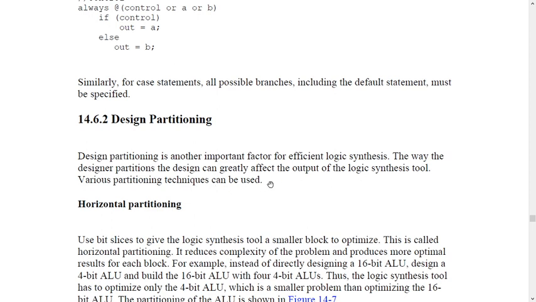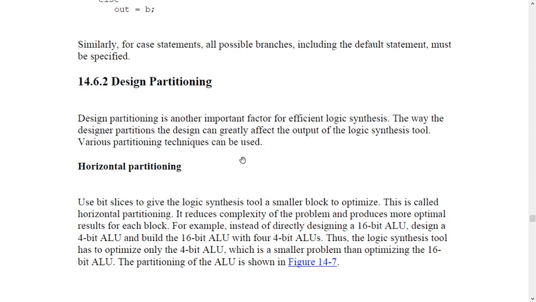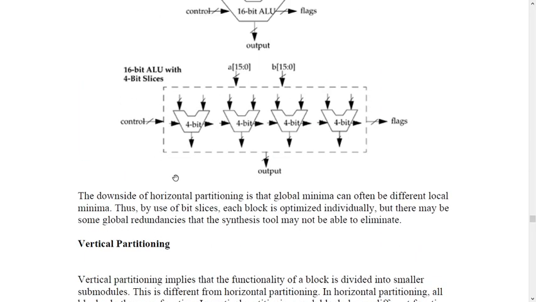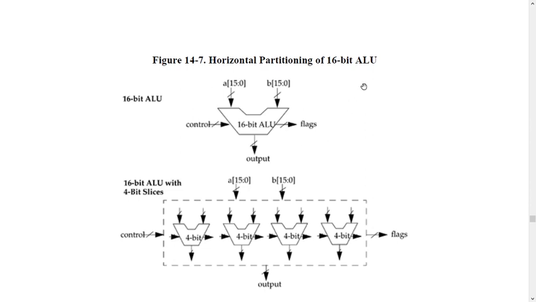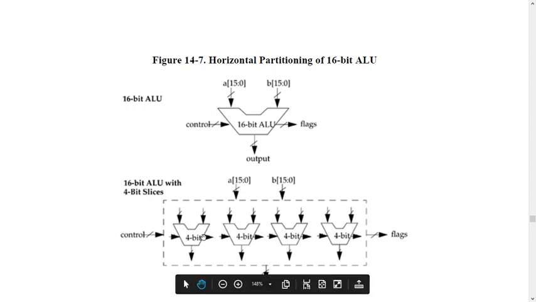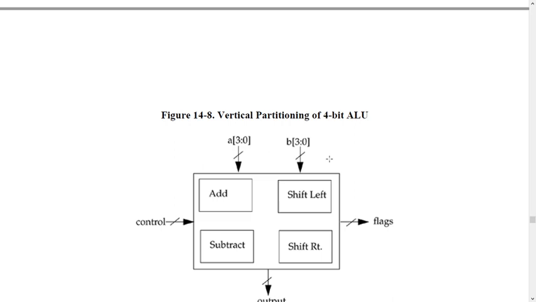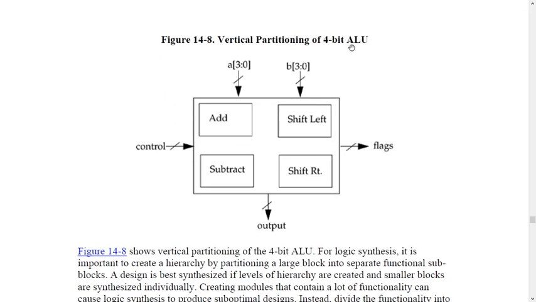Various partitioning techniques can be used. One is horizontal partitioning, another is vertical partitioning. So there are different partitionings available. I have the horizontal partitioning for a 16-bit ALU. I can get the 16-bit ALU by using 4-bit ALUs, I can have combinations of them. Here I can have the 4-bit ALU with add, subtract, shift left, shift right.